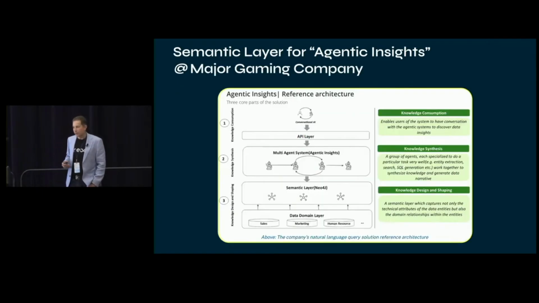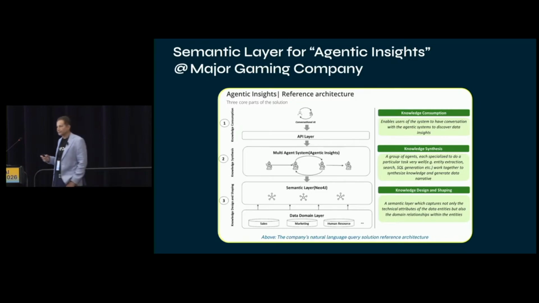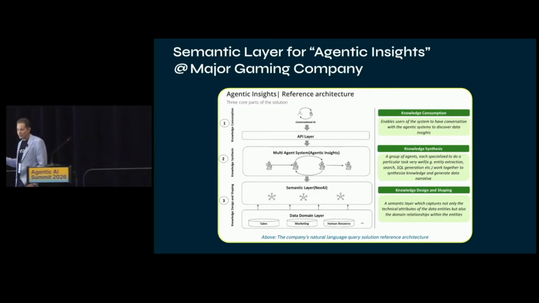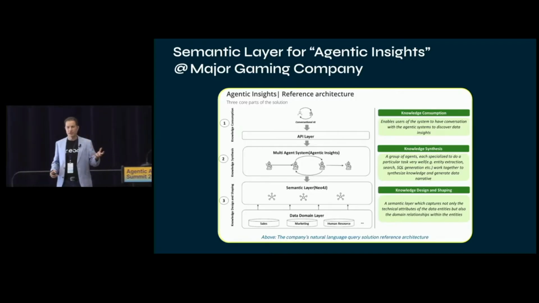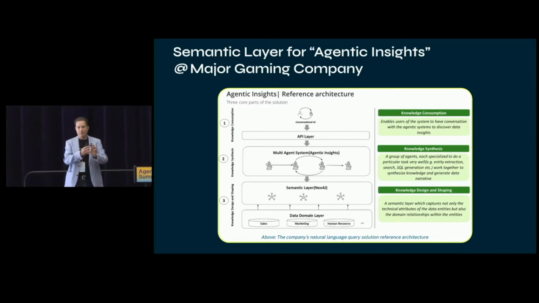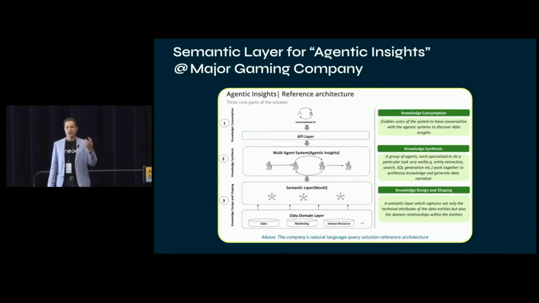And I brought one more example from a major gaming company. This is one of the largest gaming companies in the world, where you can see a conversational AI accessing an API layer, accessing a multi-agent system, and then using the graph as a semantic layer. And semantic layer here means taking business terms and concepts, the relationships between those, and then mapping those to physical infrastructure and down to data infrastructure and where you can find the data. So agents use the graph to get a map of where to go in the enterprise to find data.